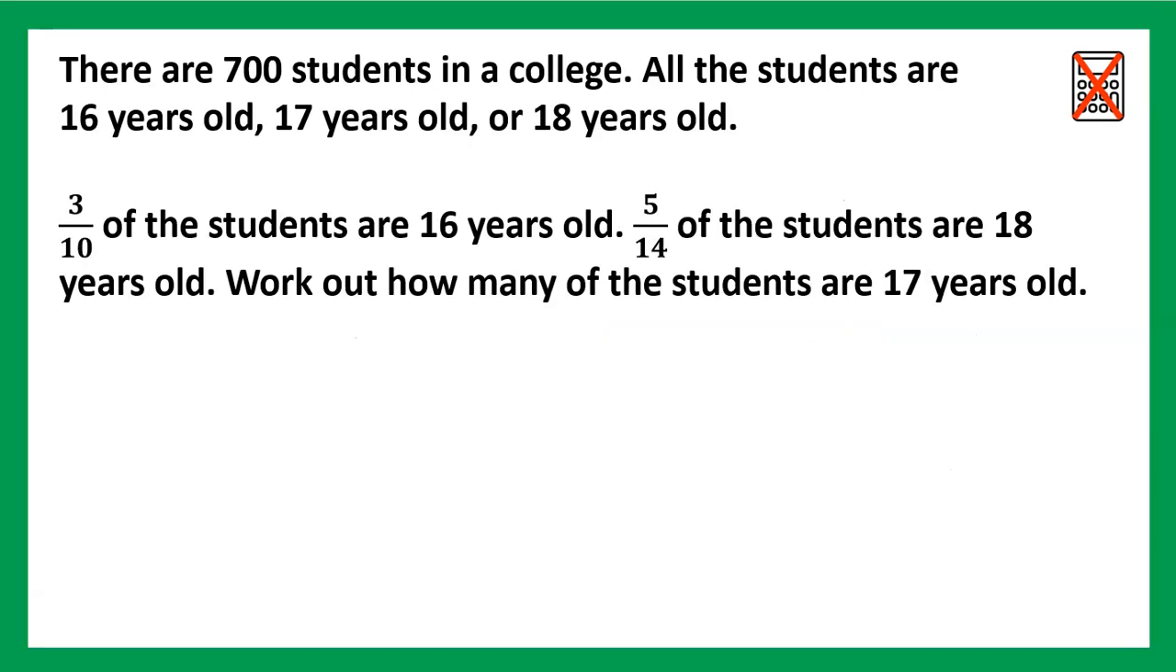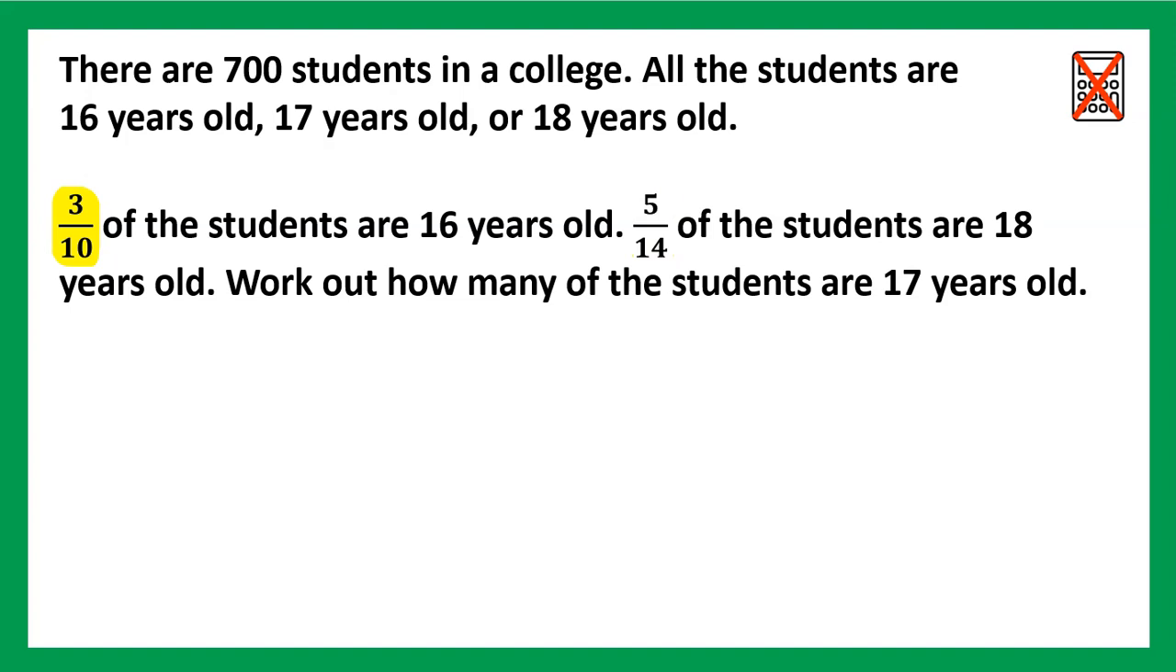On to the advanced question. One of the most difficult questions that you're likely to find on this topic. There are 700 students in a college. All the students are 16, 17 or 18 years old. 3/10 of the students are 16 years old. 5/14 of the students are 18 years old. Work out how many of the students are 17 years old.